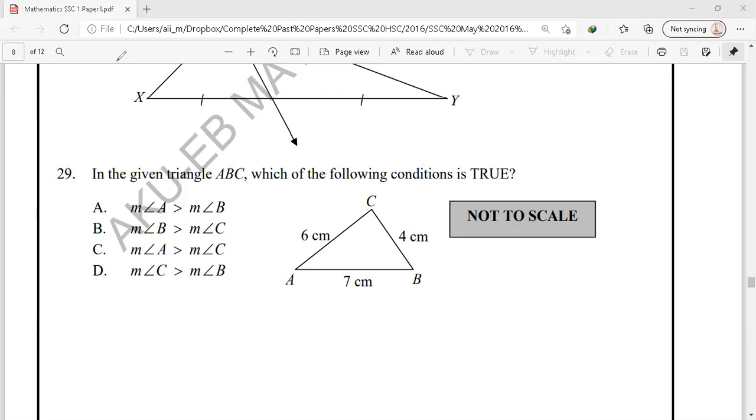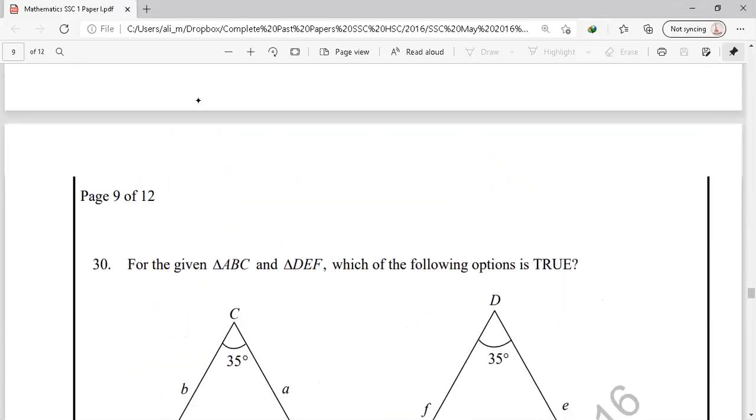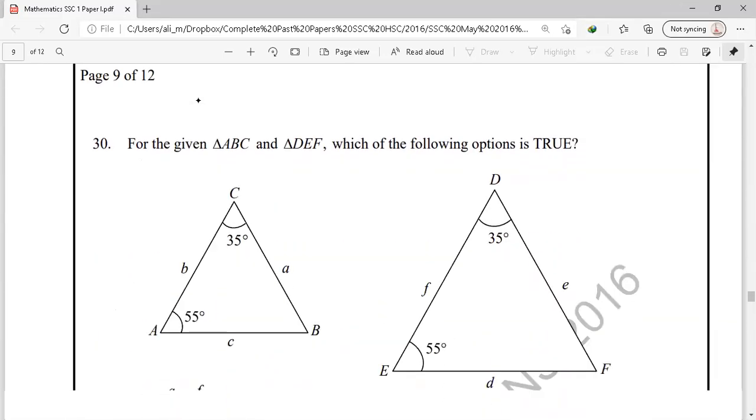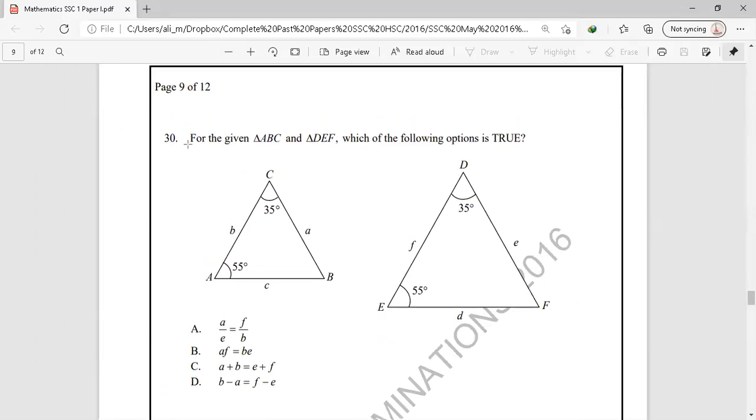So let's move to our last question of this year, that is question number 30. In this question, we have two triangles, for the given triangles ABC and DEF. Among these triangles, we have to find the correct option. Both the triangles have two equal angles that are 35 and 55. So obviously the third angle would be equal to 90 degrees. So we have 90 degrees as equal.